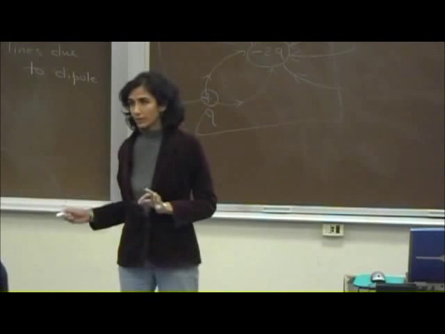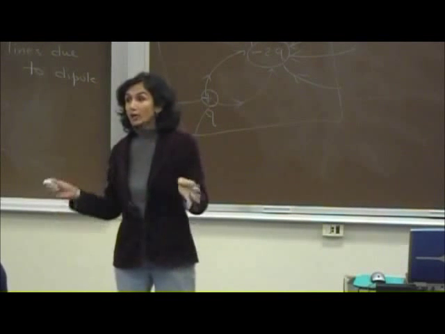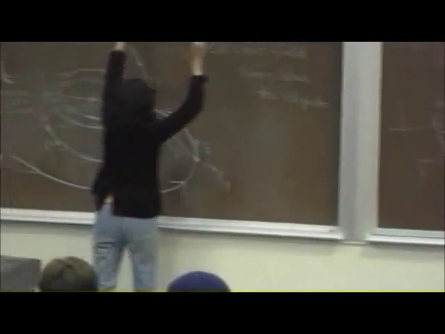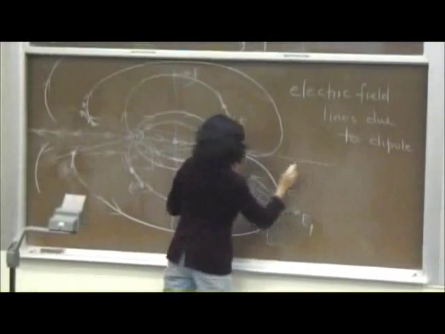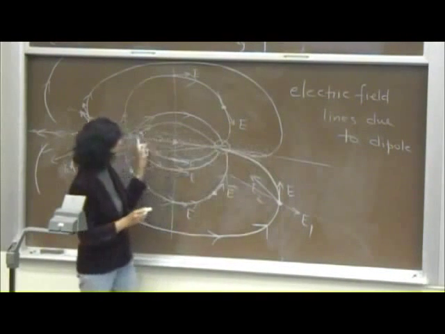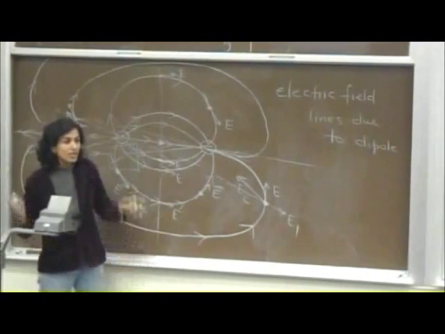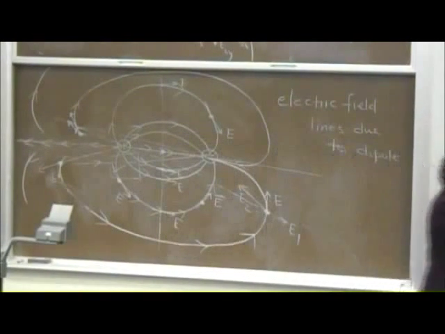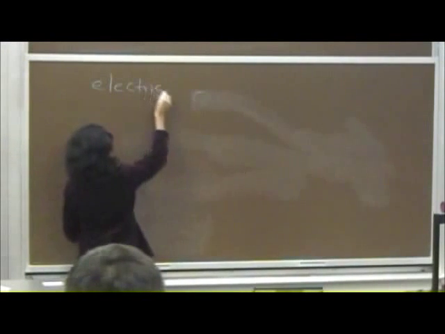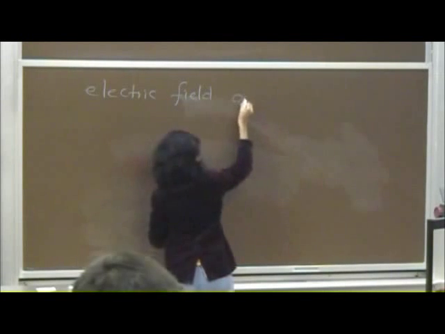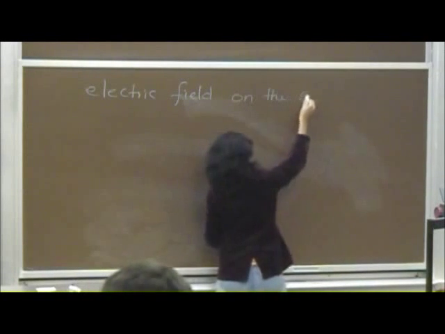Let's become quantitative. So let's now try to figure out how to find the magnitude of electric field. And let's first try to figure out how to find the magnitude of electric field along the line joining these 2 charges on a dipole, and then we will find it on the perpendicular bisector. So this time we are going to calculate numbers. But I hope you have a conceptual feel for what we are doing. So, electric field on the axis of dipole.